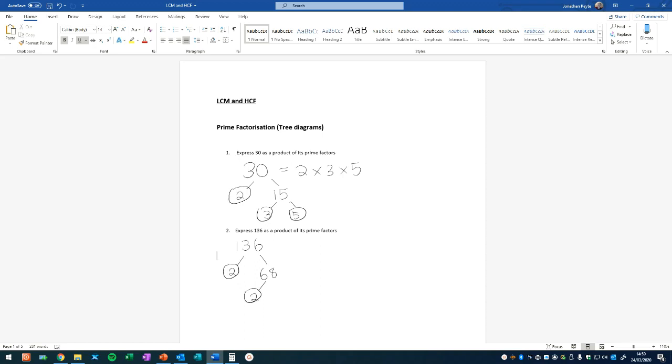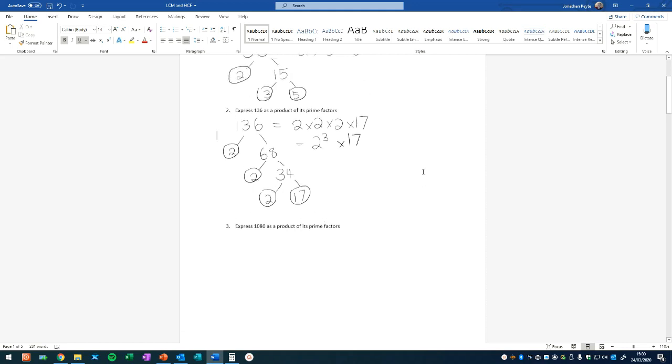And that goes in 34 times. 2 goes into 34 as well. That goes in 17 times, which is also a prime number, a slightly bigger one. So that means 136 expressed as a product of its prime factors is 2 times 2 times 2 times 17. Or we could shorten that by just writing 2 cubed times 17.